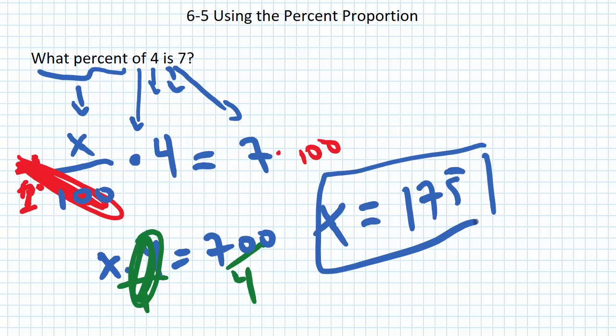So I get x equals 175. So 175, or I'm sorry, 175% of 4 is 7. So I can say then that 175% of 4 is 7, right? Because 7 is more than 4, so it's more than 100%. All right, so let's try another example.